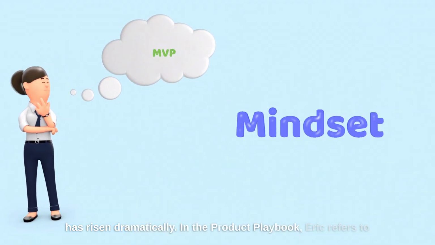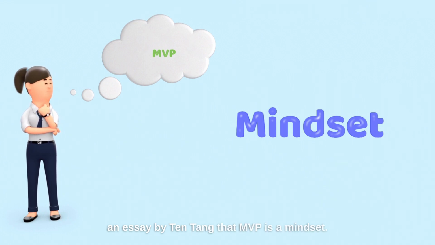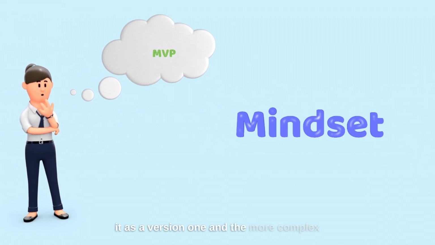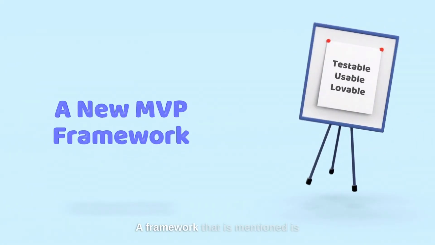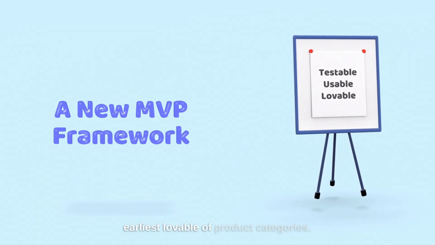In the product playbook, Eric refers to an essay by Ten Tang that MVP is a mindset. Rather than creating a minimum viable product, think of it as a version 1, and the more complex features can be layered on over time. A framework that is mentioned is the earliest testable, earliest usable, and earliest lovable product categories.